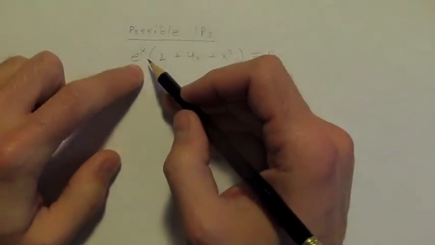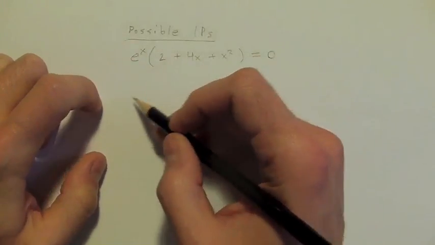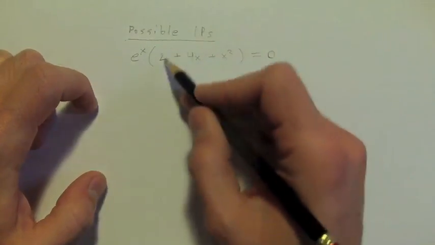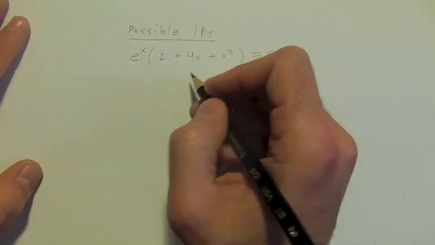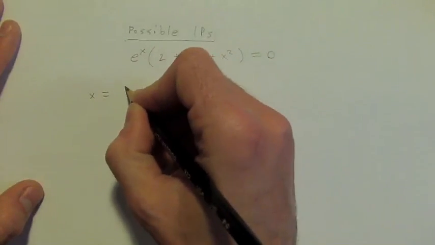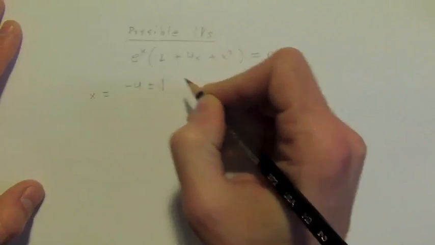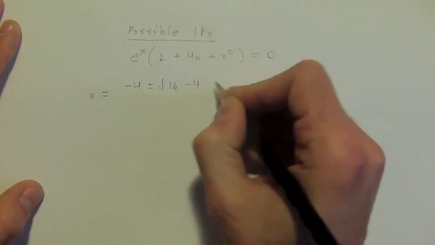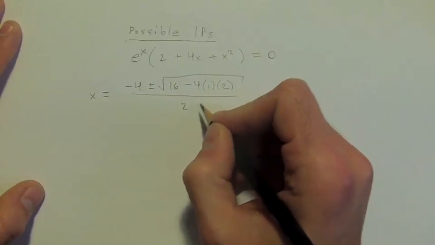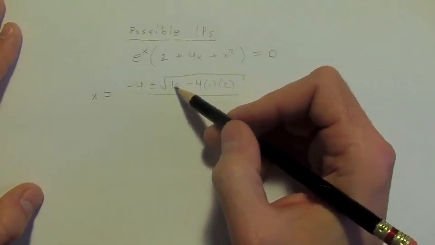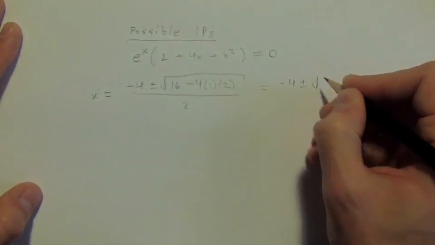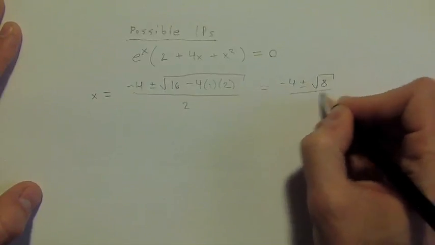And this e to the x is not going to matter, right? If I have e to the x equals 0, that doesn't matter. So really all I have to concern myself with is this thing here. Unfortunately, this guy won't factor, but we can just use the quadratic formula, which would be negative b plus or minus the square root of b squared minus 4ac all over 2a. Now what we basically have on the inside here, that's 16 minus 8, so this ends up being negative 4 plus or minus the square root of 8 all over 2.